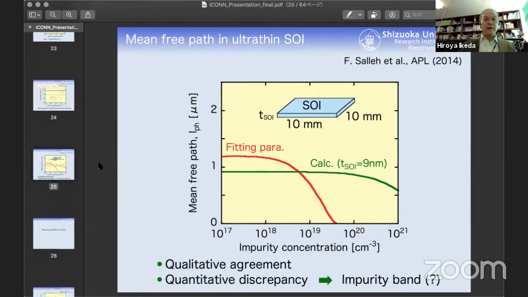So we compare the experimental result and the calculation results. Qualitatively, the experimental and calculation results are in agreement, but quantitatively, there is a discrepancy like this. I don't know now the reason for this discrepancy, but we consider this is the influence of the impurity band.